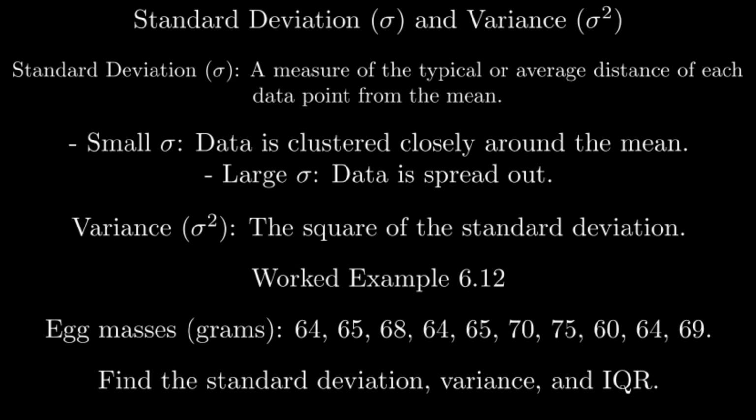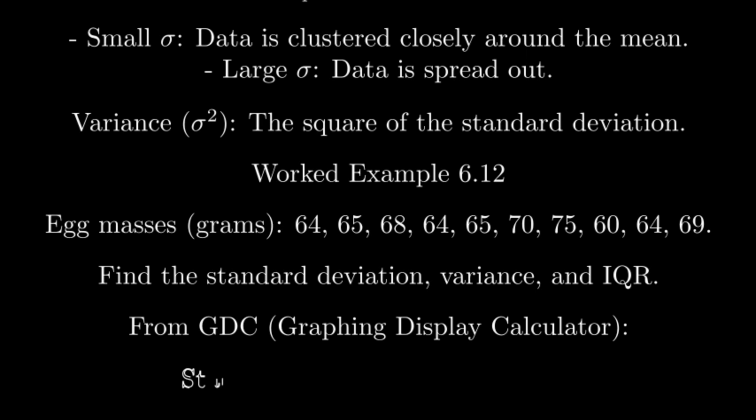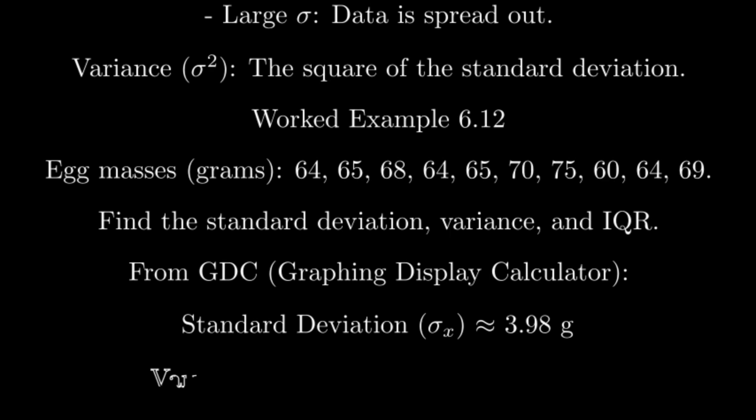After entering these 10 values into a list on your calculator and running the one variable statistics function, you would find that the standard deviation, often labeled as sigma x, is approximately 3.98 grams. This tells us a typical egg's mass is about 4 grams away from the average mass. To find the variance, we square the standard deviation. Squaring the more precise value from the calculator, 3.97995, gives us approximately 15.8.